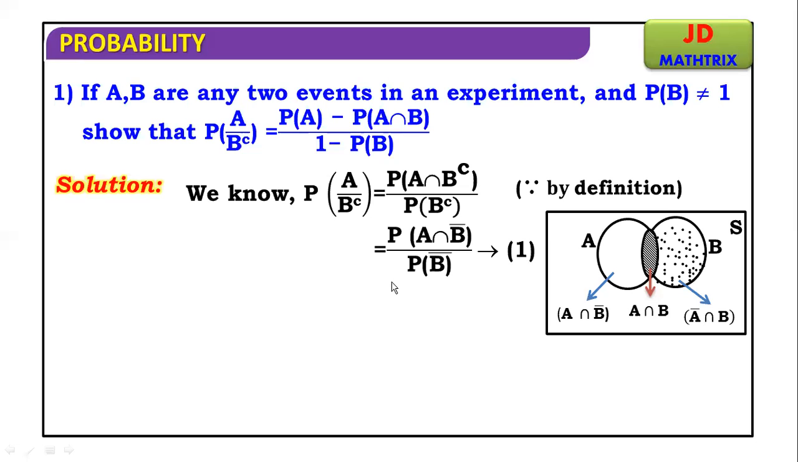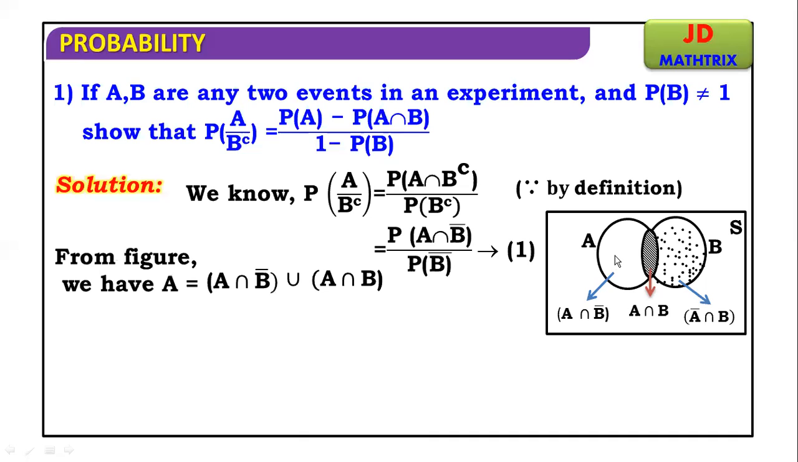From the figure, A intersection B bar is an event in set A. Therefore the set A can be written as A intersection B union A intersection B bar. That means we write the event A as the union of two mutually exclusive events, that is A equal to A intersection B bar union A intersection B. And also the probability of A is equal to the sum of the probabilities of these two events, because these two events are mutually exclusive. Therefore, the probability of their union is equal to the sum of their individual probabilities.